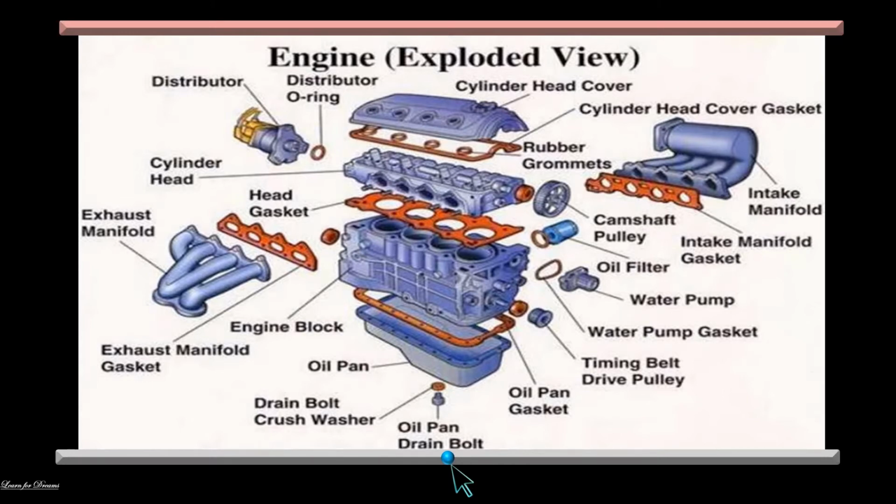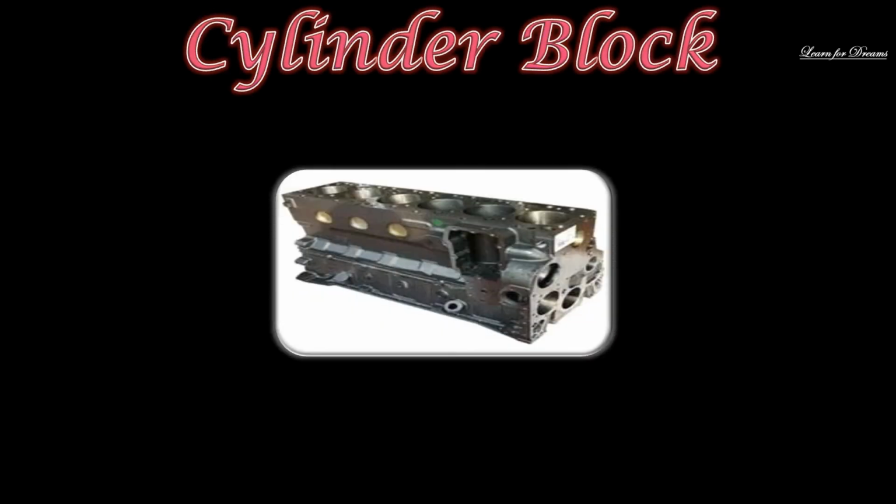So here you can see the exploded view of the engine, where you can see the inlet manifold, the exhaust manifold, the oil pan, the engine block, the cylinder head cover, the gasket, the distributor, the oil ring, the rubber grommet or the camshaft pulley. All these are the components which make up the engine. Now how those components are assembled, and what mechanisms are used to manufacture those components in detail, we are going to see in the upcoming slides.